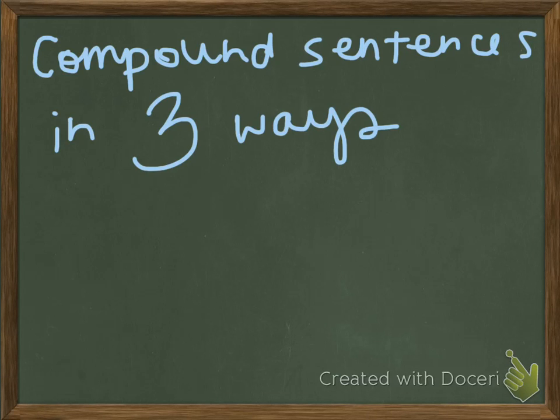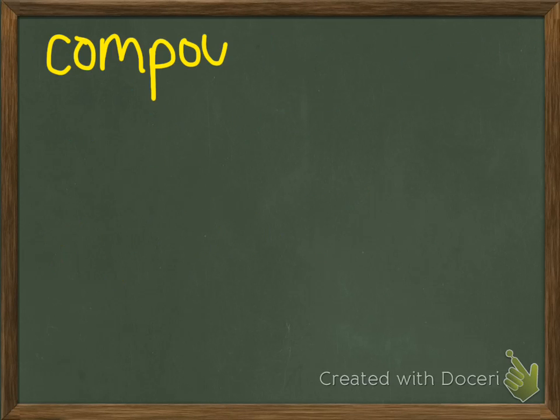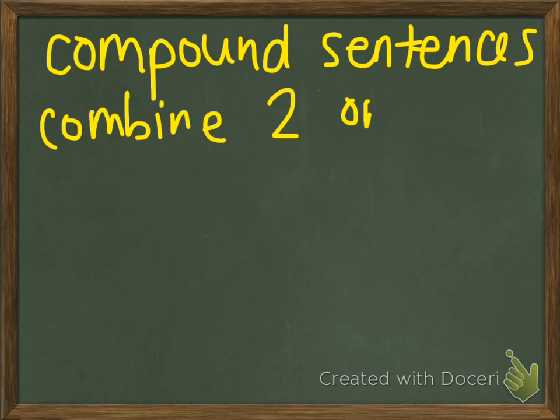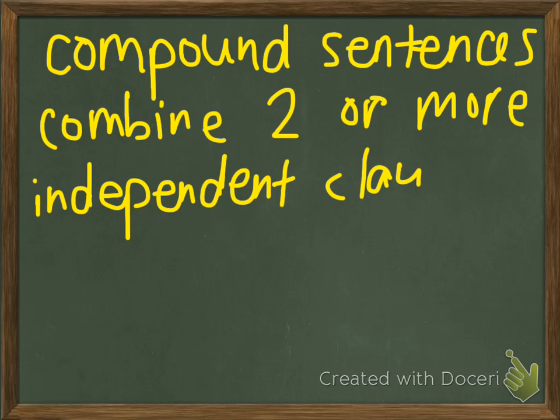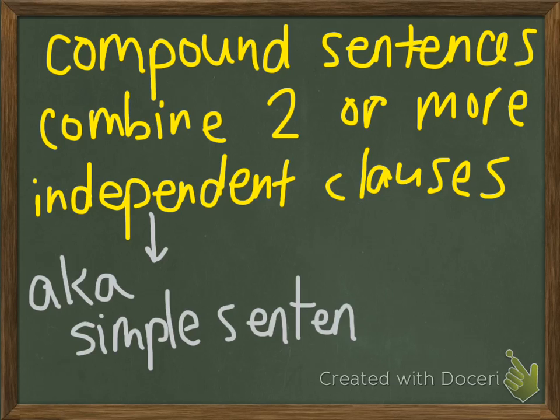I am going to present a little information to you about how to make compound sentences in 3 different ways. Alright, first of all, we have talked about compound sentences before, and I just want to review that when you are making a compound sentence, you are combining 2 or more independent clauses. Also, we call independent clauses simple sentences, because that's just what they are. They have one subject and one predicate, and that was what makes an independent clause or a simple sentence.